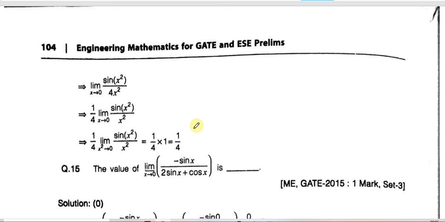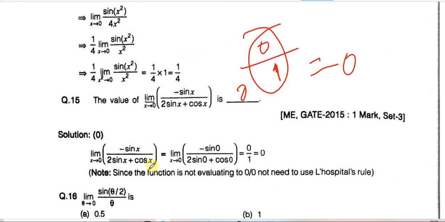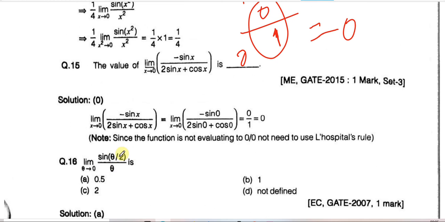Now the next problem is minus sin x upon (2 sin x plus cos x), x approaches to 0. If you put it in, it's coming out to be 0 by 1, so its value will be 0. This is not an indeterminate form, so it will be simply 0. Next, sin (theta by 2) upon theta, theta approaches to 0. We know that theta by 2 we need to keep here and multiply also by 2, so it will be 1 by 2, and this will be 1.